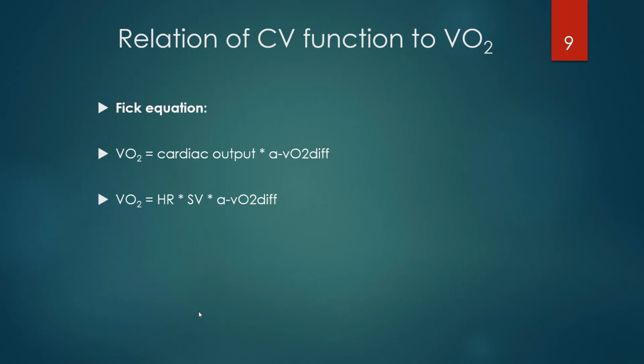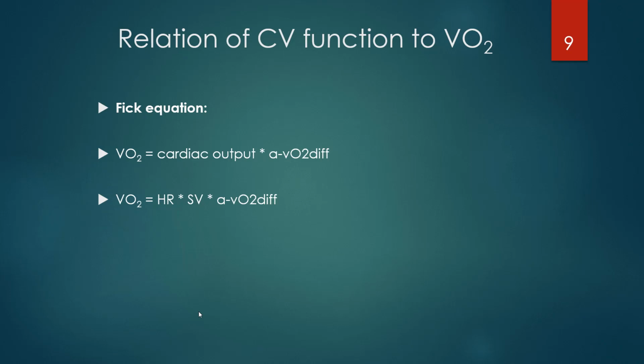All right, and then one last equation, the Fick equation. This is a really important equation in exercise physiology. It's VO2 equals cardiac output times AVO2 difference. So we can rewrite that as VO2 is equal to heart rate times stroke volume times AVO2 difference. So all of you by now are familiar with what cardiac output is and heart rate and stroke volume.